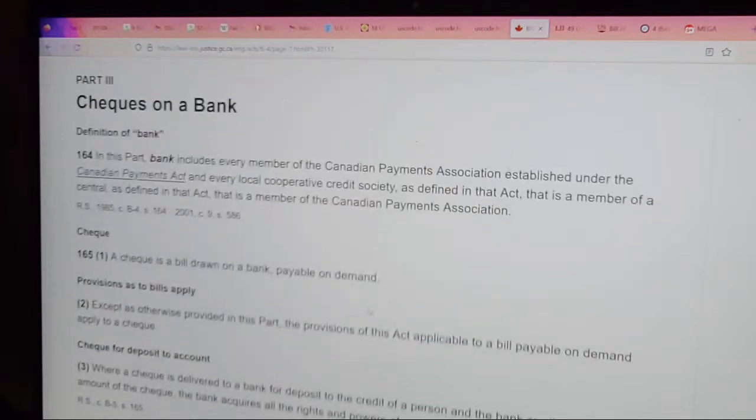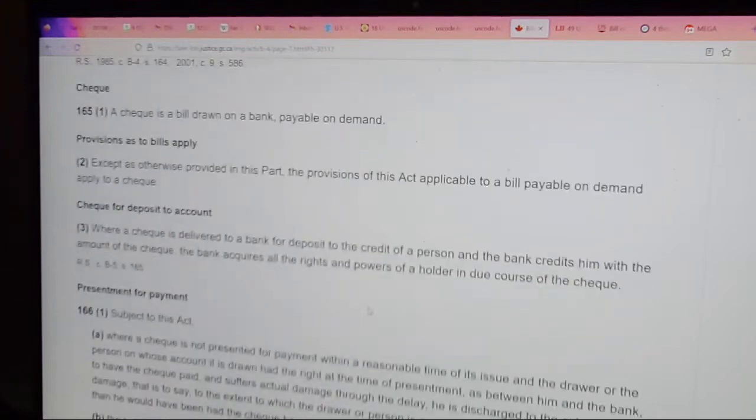Chapter 3. Checks on a bank. Definition of a bank. 164. In this part, bank includes every member of the Canadian Payments Association established under the Canadian Payments Act and every local cooperative credit society as defined in that act that is a member of a central as defined in the act that is a member of the Canadian Payments Association. Check. 165. A check is a bill drawn on a bank payable on demand.